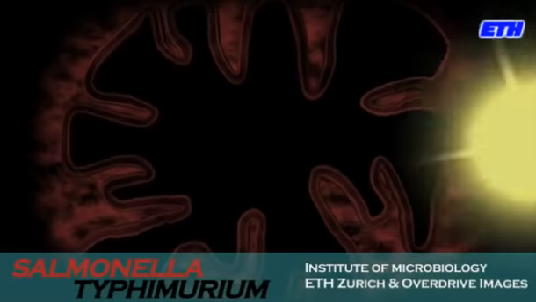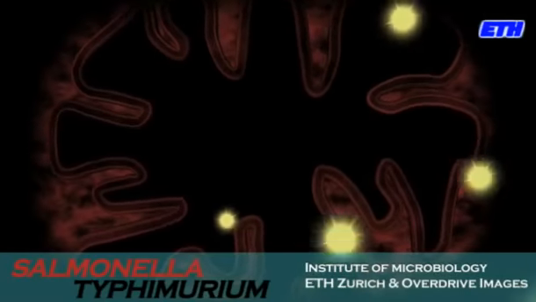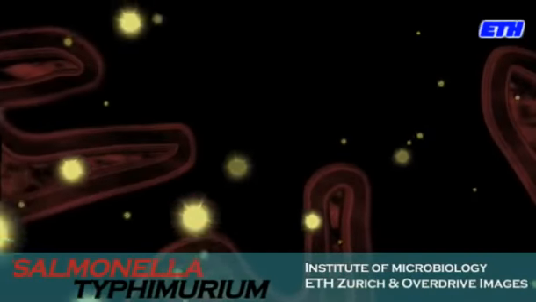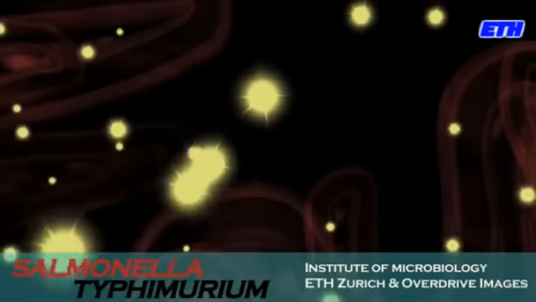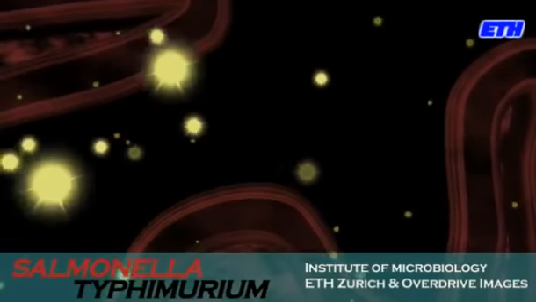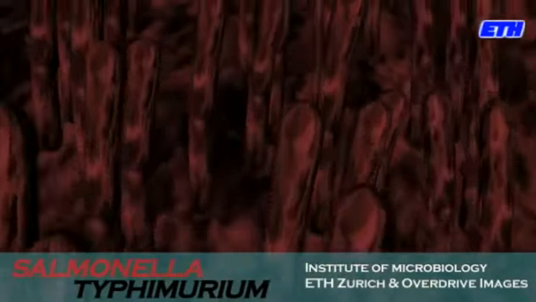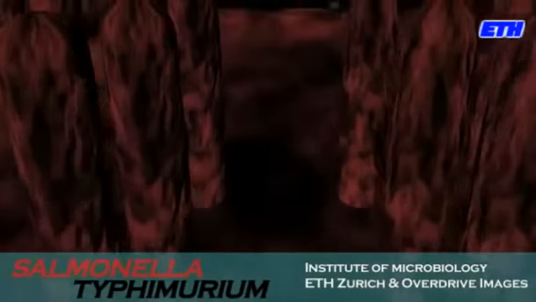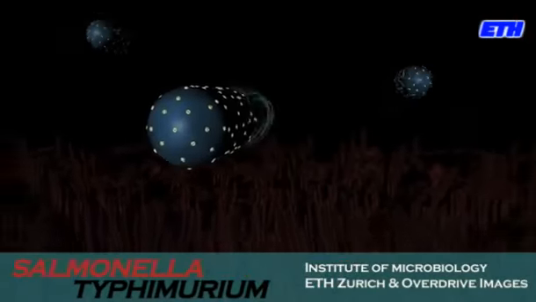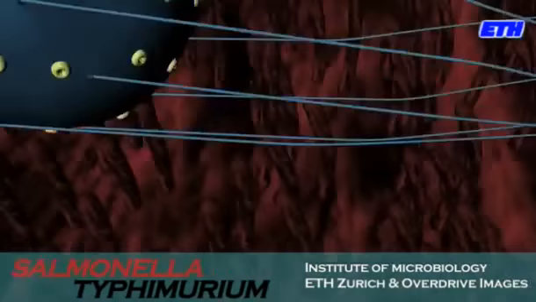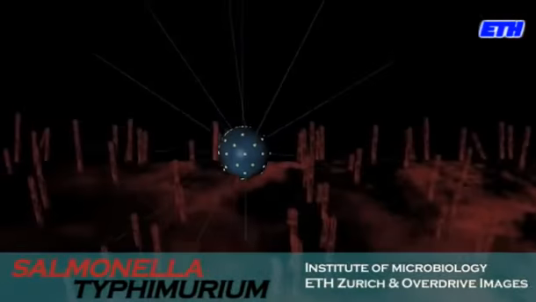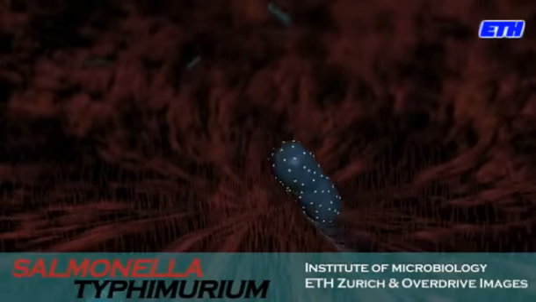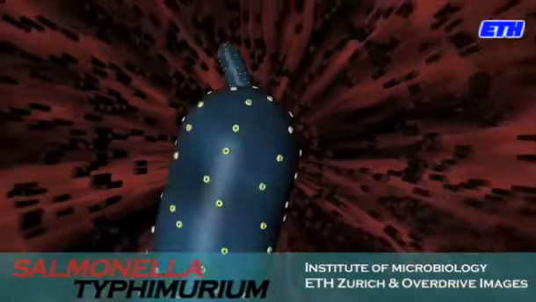The intestinal wall is made up mainly from epithelial cells, which form a protective barrier against microbial intruders in the gut. In the gut lumen, Salmonella has to compete with bacteria of the normal gut flora. Salmonella typhimurium uses its flagella to swim towards the surface of the epithelial cells, which is covered with a vast number of small extensions, the microvilli, which increase the surface area for absorbing nutrients.